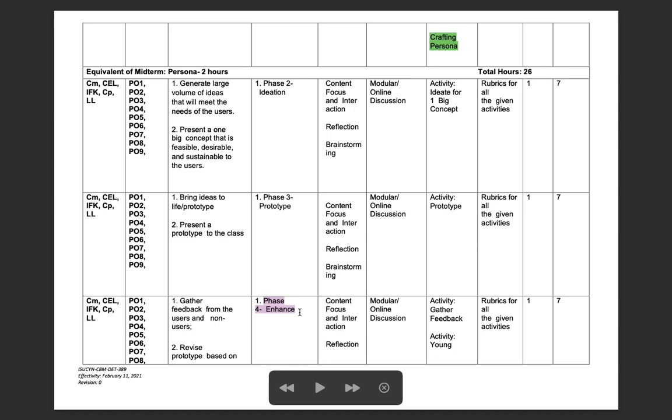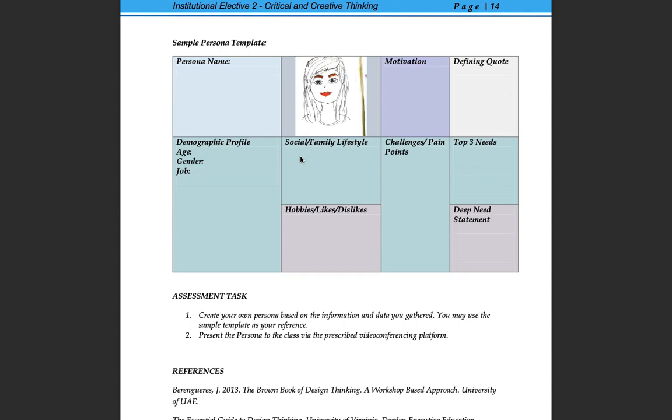Remember that during the midterm exam, we discussed phase 1, the first P in the PIPE model, which is the purpose or the empathic understanding. There we discussed persona, and you actually created your persona based on the information and data you gathered during the interview.